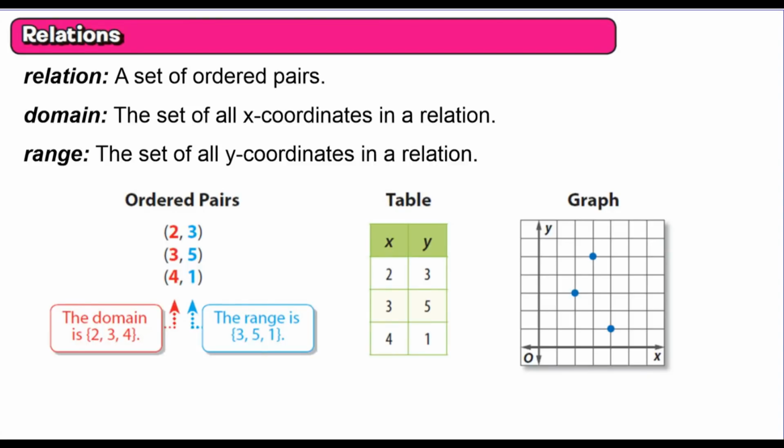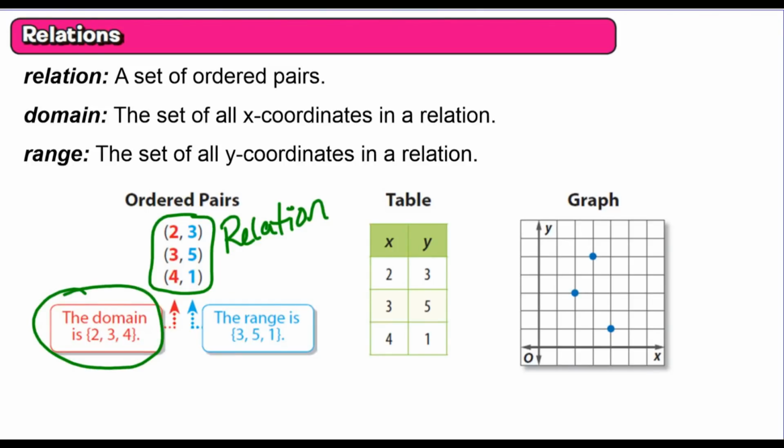And the set of the x values is called the domain, and the set of all the y values is called the range. So you can see here that I've got a set of ordered pairs (2, 3), (3, 5), and (4, 1). That is a relation. A set of ordered pairs is a relation. All of the x values are in red, so that is the domain. The domain here is {2, 3, 4}, and notice that they are written in braces. We're just listing the x values in braces.